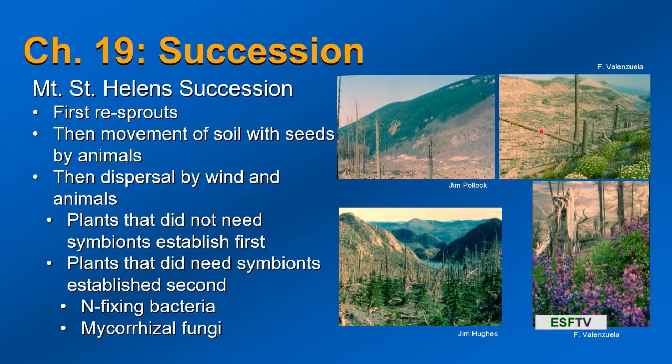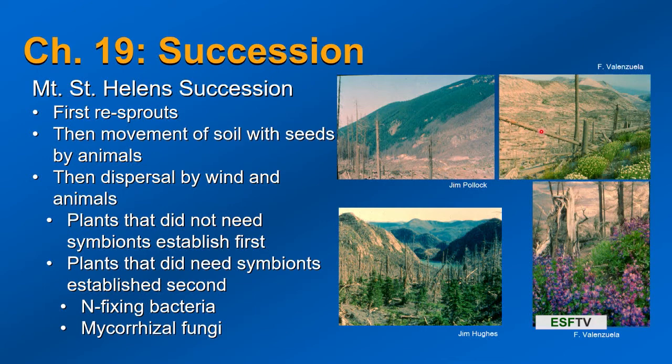So not all of them survived or had the ability to get up there, but a few did, and you start seeing these little islands of vegetation out in the middle of nowhere, right in the middle of the blast zone. So those soils are being moved, and with them seeds and spores for mycorrhizal associations. Then after the movement with the animals, you got dispersal by wind and animals, and then plants that did not need symbionts got established first, like our pearly everlasting and our fireweed, the pink fireweed, the white pearly everlasting.